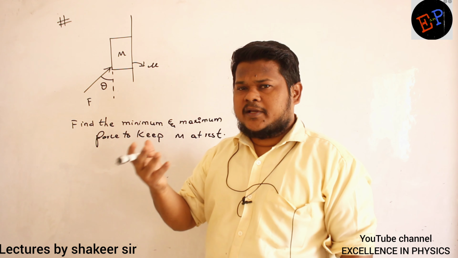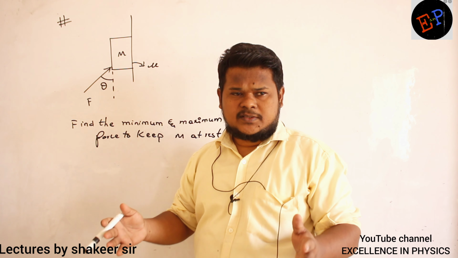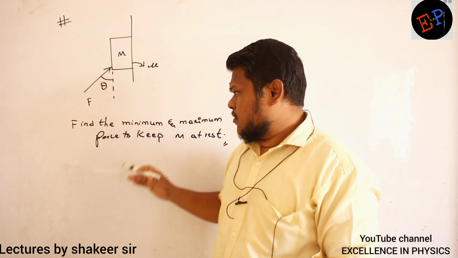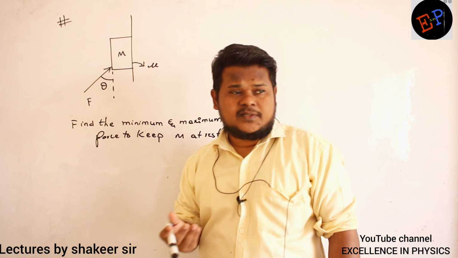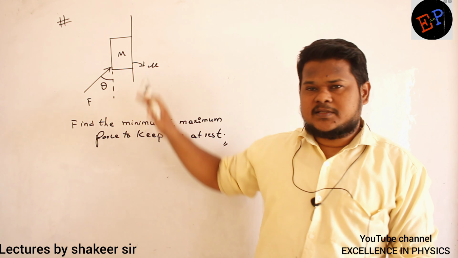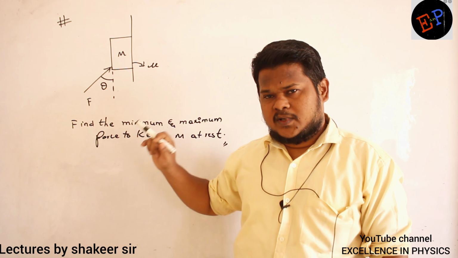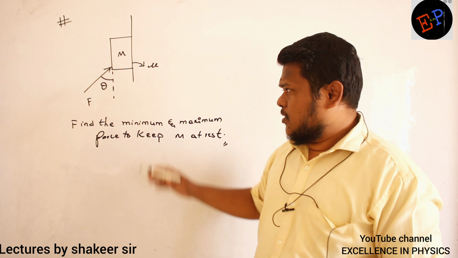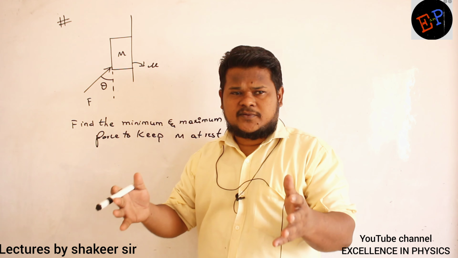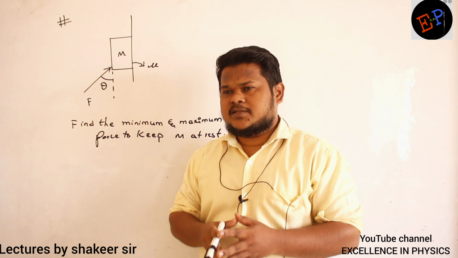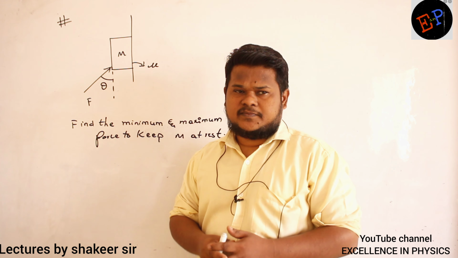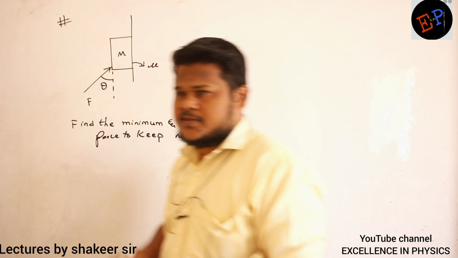Now there will be a range of forces, a set of forces which I can apply so that this body doesn't fall down. So what is the maximum force and what is the minimum force I can apply such that this mass does not fall down? That is the question. Able to understand? Not only one force, a range of forces, a set of forces I can apply so that this mass doesn't fall down. How can we calculate that set of forces? First of all, can you say how can I proceed?